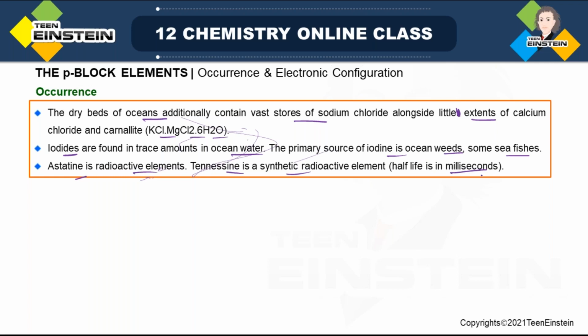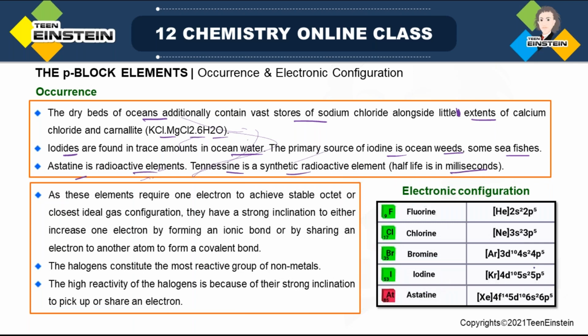Half-life means the time in which it will be 50% disintegrated. That is, it will be converted to some other element. That is the radioactivity property. Okay, so within a millisecond, a second is very small, and a millisecond you can understand how small it is. So within a millisecond, it will be 50% disintegrated. So it's highly unstable. Okay, so that is why our discussion will be restricted up to iodine, not astatine or Ts.